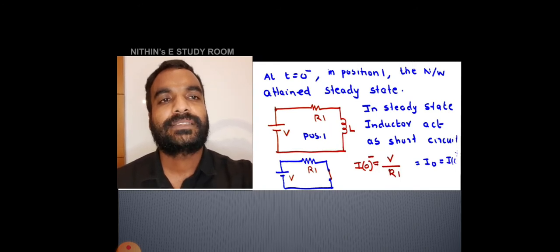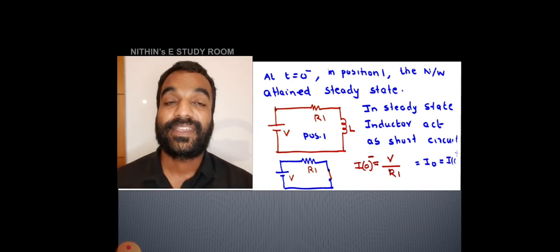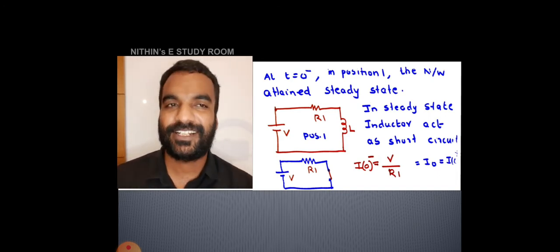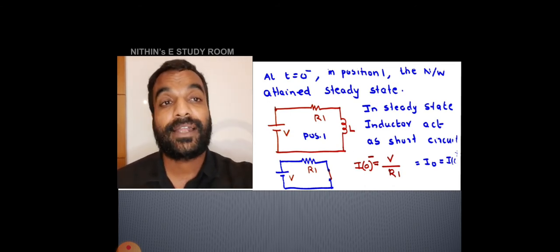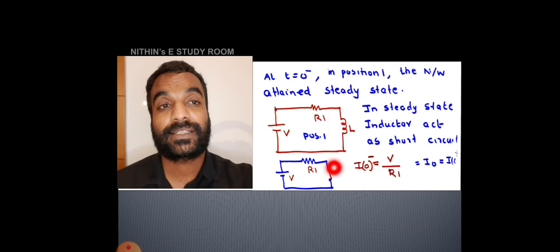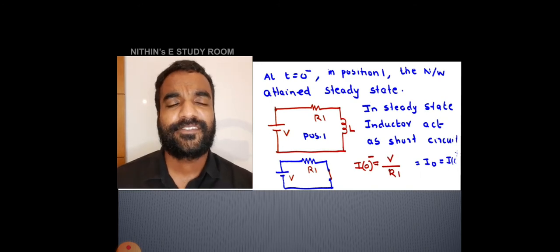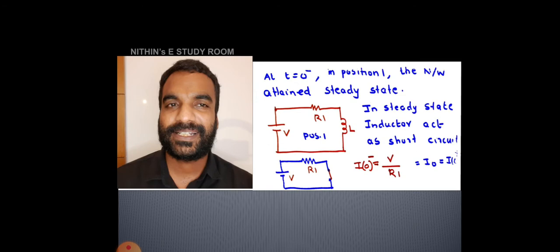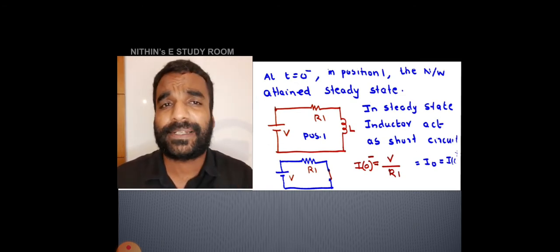So this is the general case of position 1, but we know that in steady state an inductor behaves as a short circuit. In the first slide we already discussed that an inductor behaves as a short circuit. So you can draw it like this, because the inductor should be replaced by a short circuit like this. Now please say what is the value of the current?